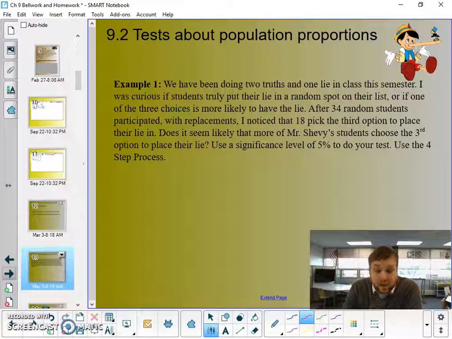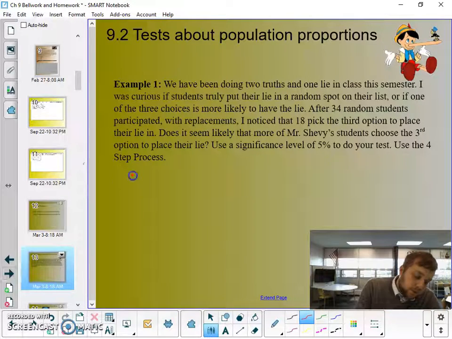All right, here's a little fun fact. You didn't know it, but I've been collecting data on our two truths and a lie. Yes, that's right. I was curious to see if people truly randomly put their lie in any place on two truths and a lie. I did 34 people, and I noticed 18 of them put it last. The lie was last. Curious. Did I collect enough samples, though, to say most of my students put their lie last? Or that's where it's most frequently.